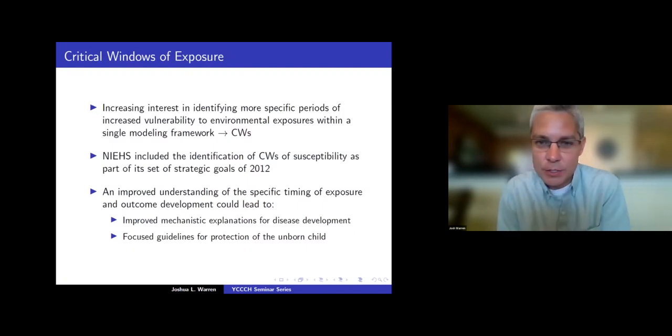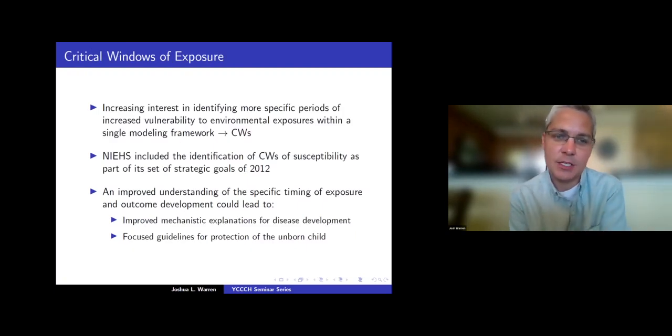So starting with critical windows of exposure, and exactly what am I talking about when I'm talking about critical windows? There's an increasing interest in identifying more specific periods of increased vulnerability. Usually we're thinking about pregnancy, but this can go for any health outcome that you're interested in. But more vulnerable periods of the pregnancy to environmental exposures, and doing this within a single modeling framework. So estimation of these effects we're calling critical windows or windows of susceptibility.